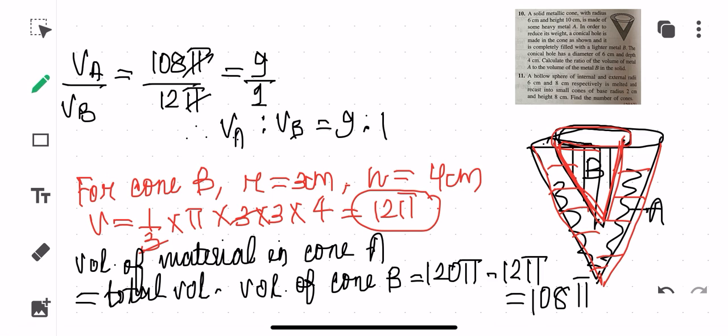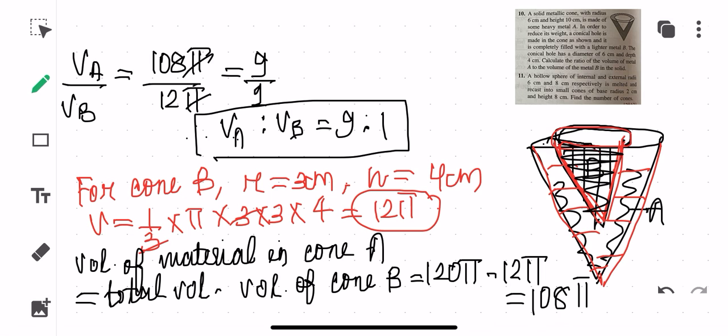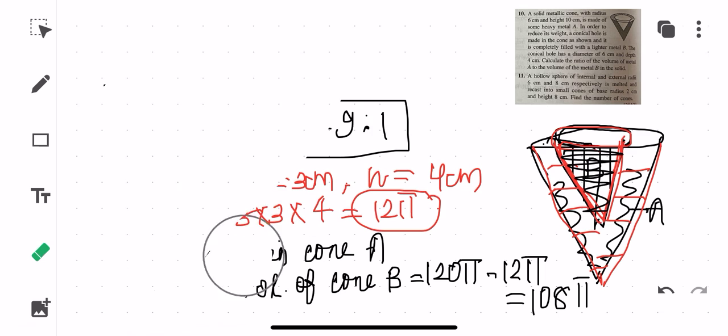Alright, so this is the way you need to do this sum. Always remember, children, you don't just divide by the complete volume, but you have to subtract, because ultimately this area is hollow, so you need to take that area out. Okay, we will now be moving to question number 11.